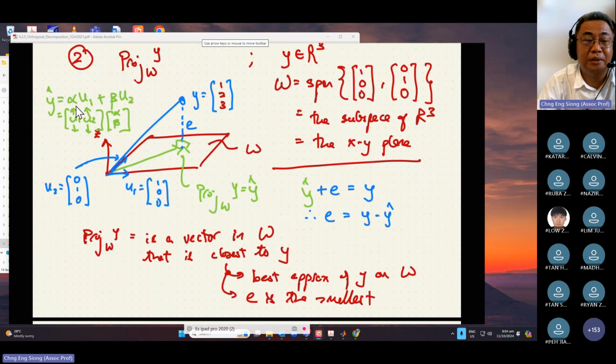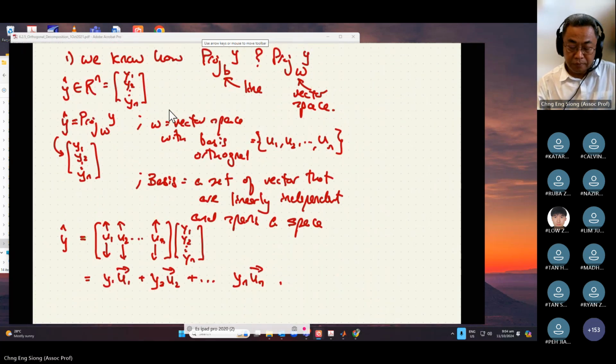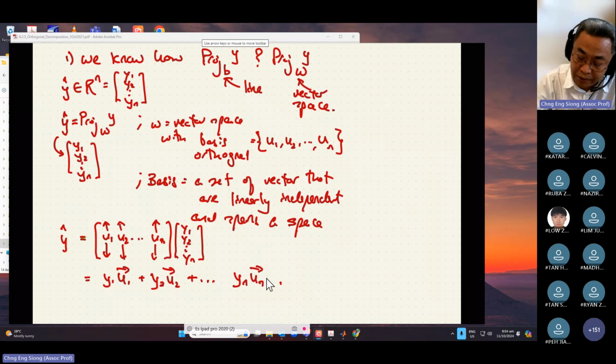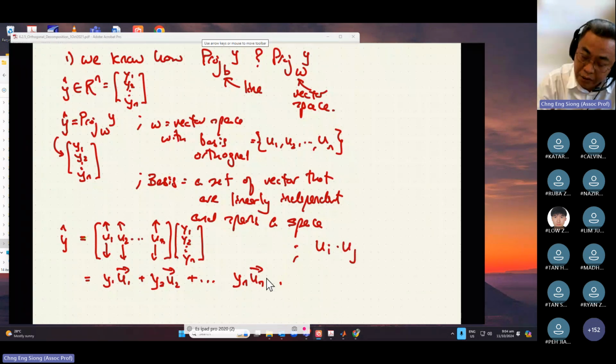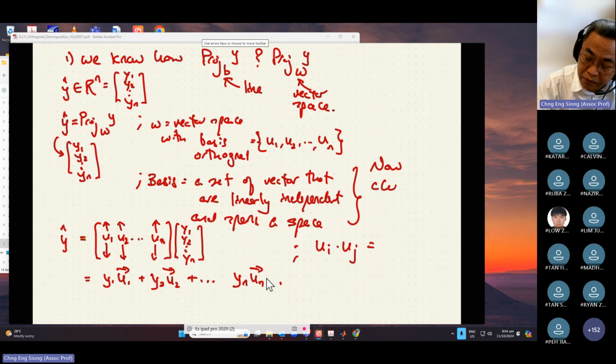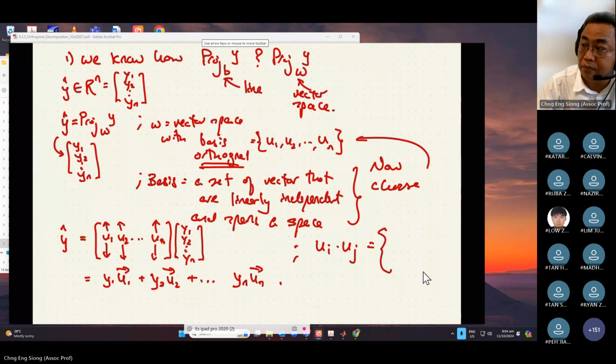And now we see this again. Now, because the u's are orthogonal, right? Remember, ui dot uj equals to what? We have chosen them to be orthogonal. Therefore, ui dot uj equals to what? What do you think I'll write here, guys? 0. If what?